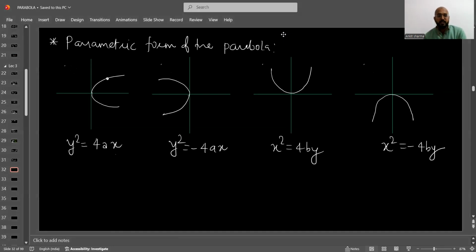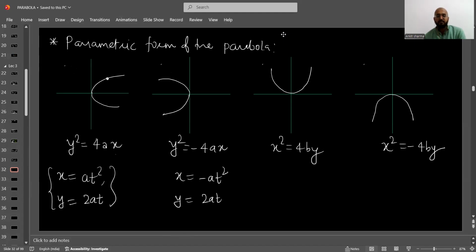So for this, I'll be taking x is equal to at square, so that when I plug in here, at square, this y becomes a perfect square. So in this case, I'll be getting y is equal to 2at. So this parametric form will work for this parabola. And when I have minus here, I'll be taking x is equal to minus at square, so that minus and minus will compensate each other, and then I'll have y is equal to 2at itself. You can work even with minus 2at, that's not a problem. It's perfectly your choice.